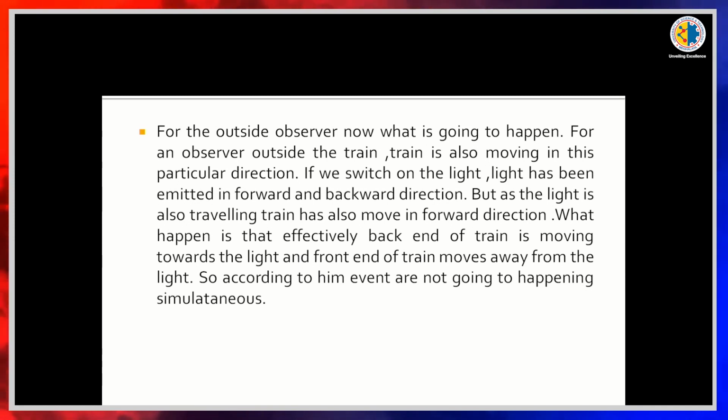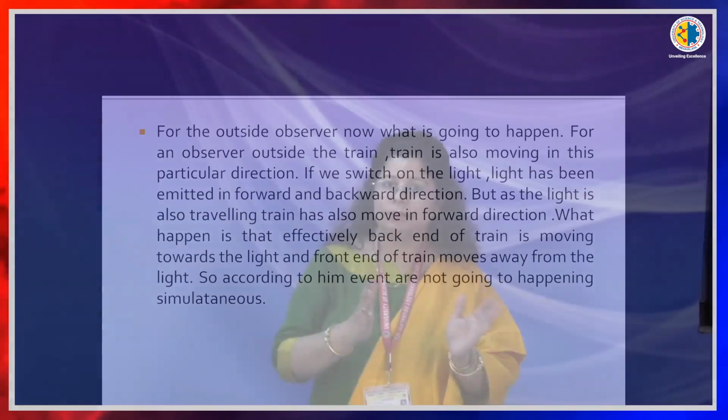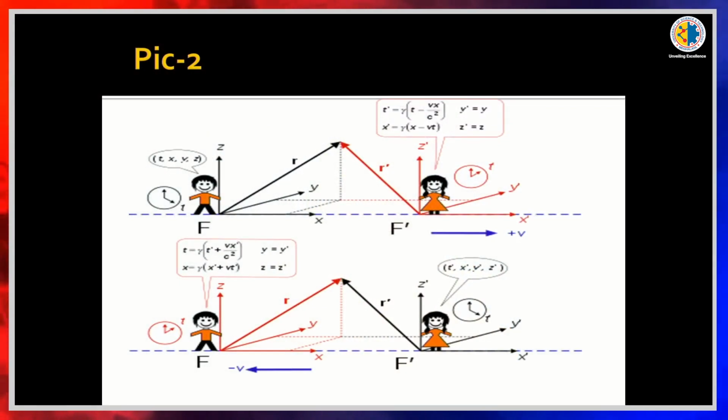For an observer outside the train, the train is moving in this particular direction. If we switch on the light, light is emitted in the forward and backward directions, but as the light travels, the train also moves in the same direction. Effectively, the back end of the train is moving towards the light and the front end of the train moves away from the light. This is the main reason why the outside observer observes that both events do not happen simultaneously. This is the picture where the Lorentz transformation applies.